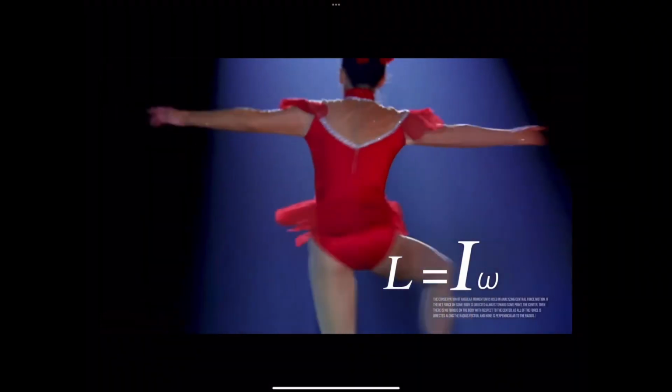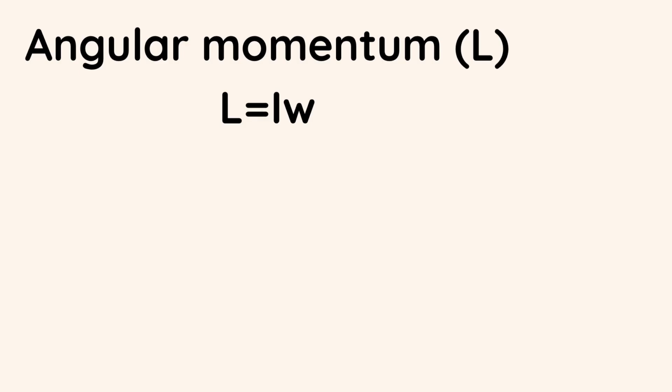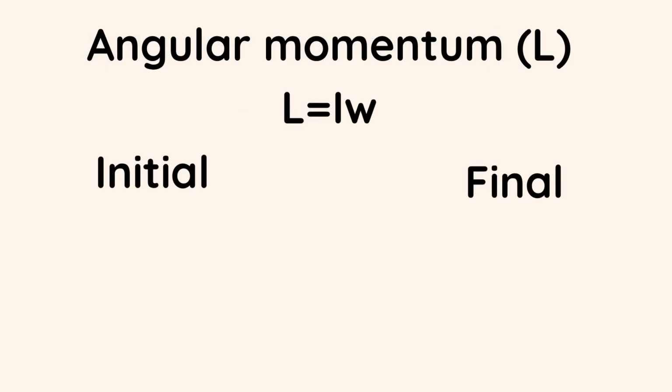Take this example of this figure skater. Why do they spin faster when they pull their arms in? Well, this is due to the concept of angular momentum given by the equation L equals I times angular velocity, and defined by initial and final, as momentum is always conserved, they should be equal.